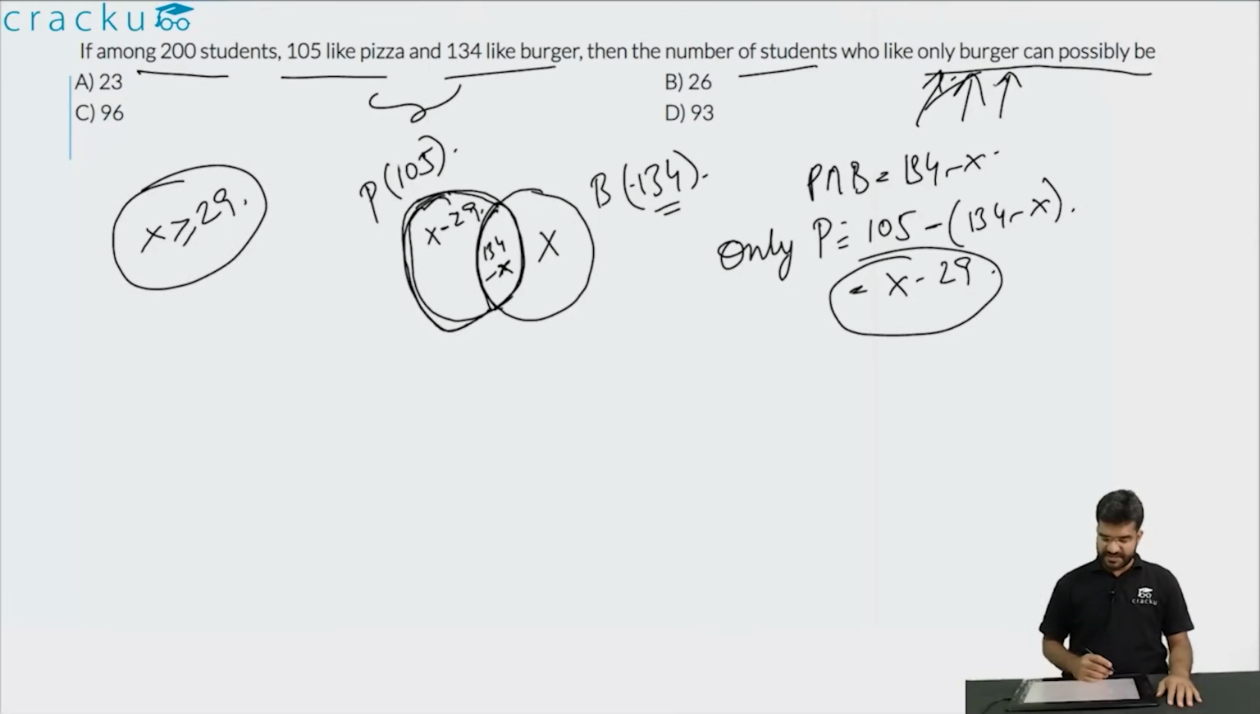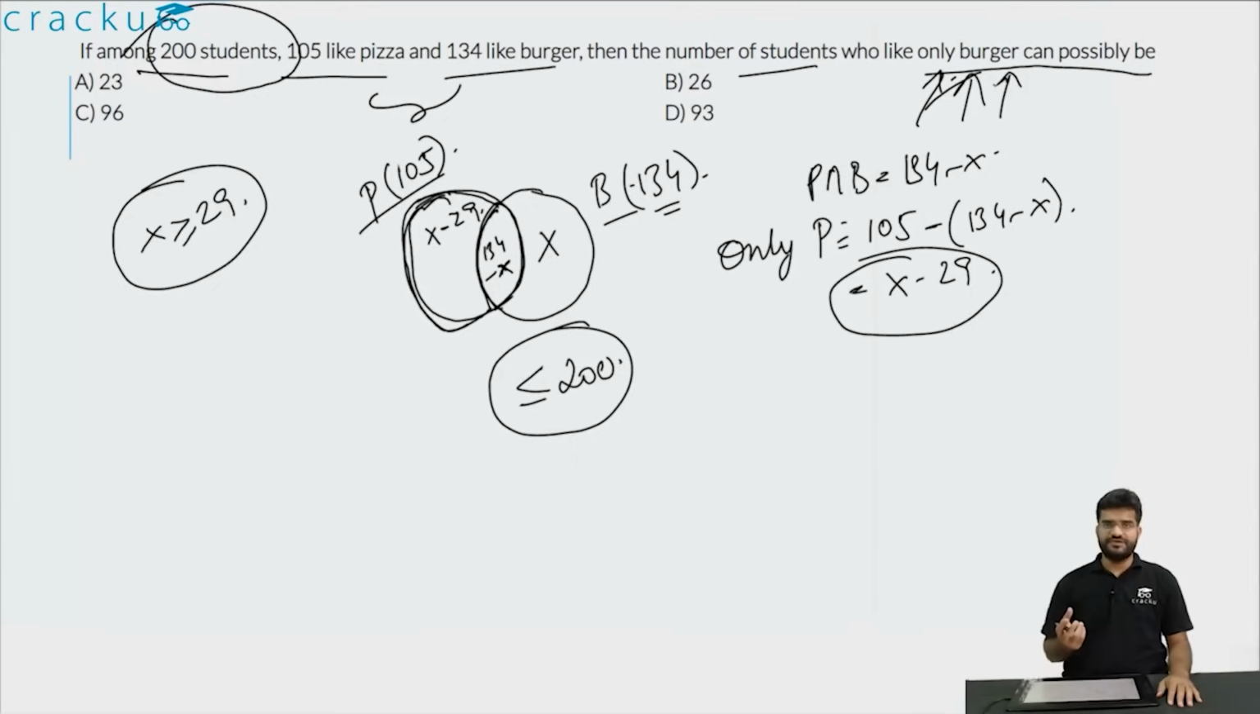There is one more piece of information that you will have to take care of, which is that the total number of students is 200. So the number of students who like pizza or burger has to be less than or equal to 200. Why will it not be exactly equal to 200? Because there can be some students who like neither pizza nor burger, and that set of students is also greater than or equal to 0. So the number of students within this union of pizza and burger has to be less than or equal to 200.